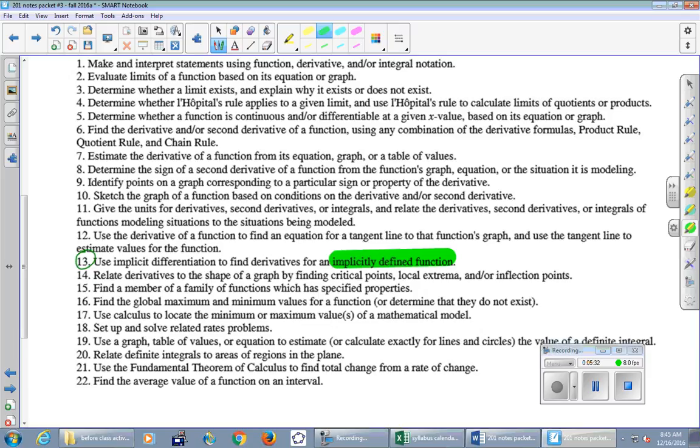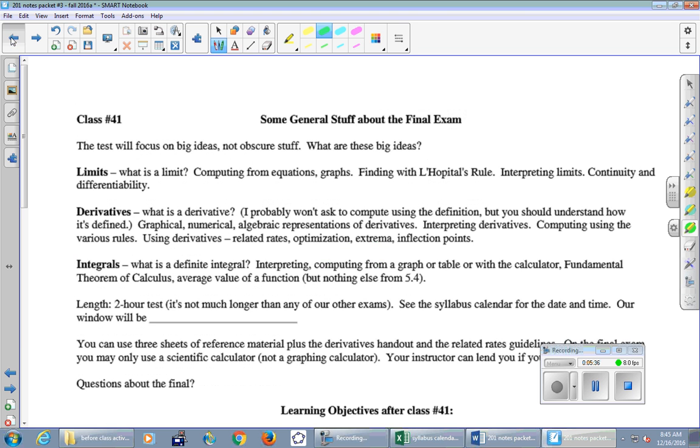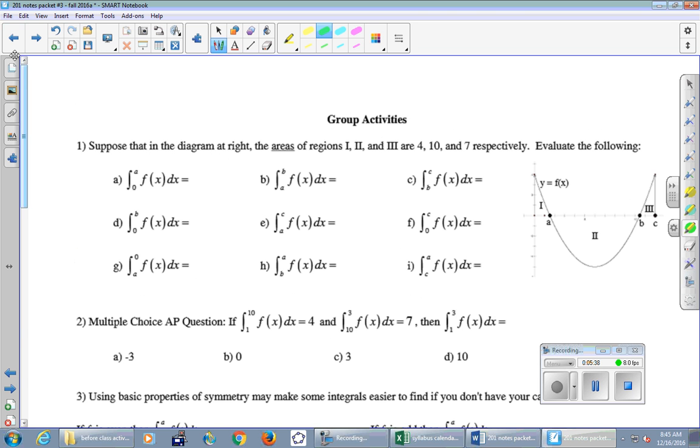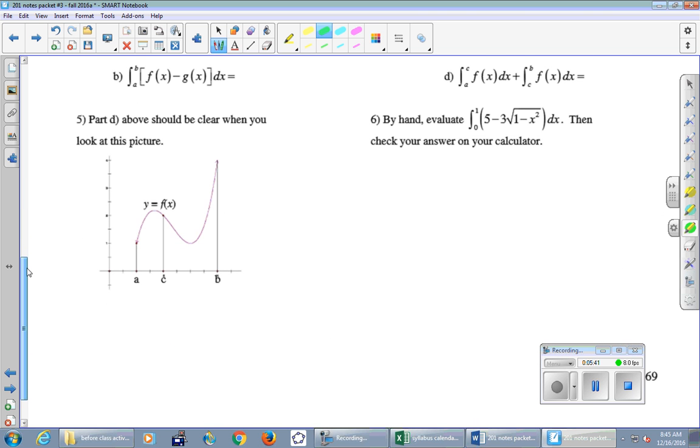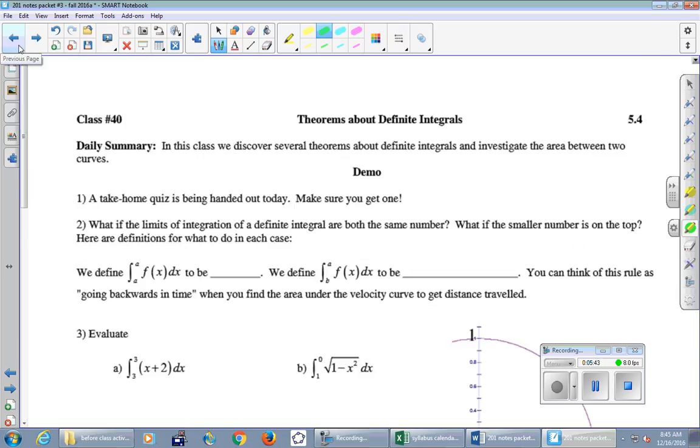Okay. All right. So let's go back a few pages and tackle the new material for today. It's here, page 69. At the top, in this class, we discover several theorems about definite integrals and investigate the area between two curves.